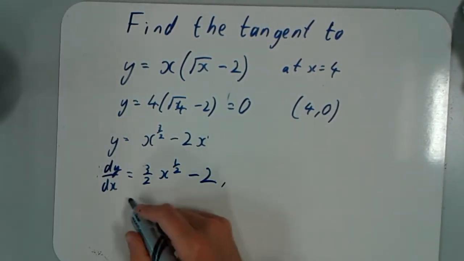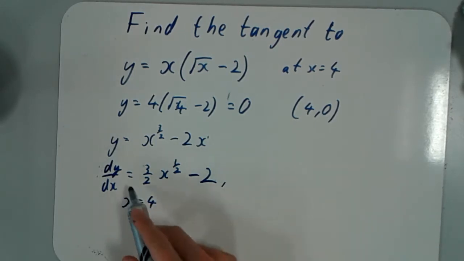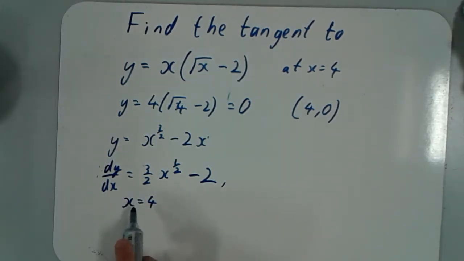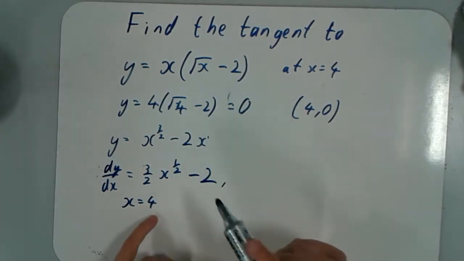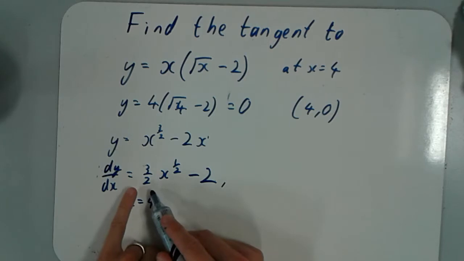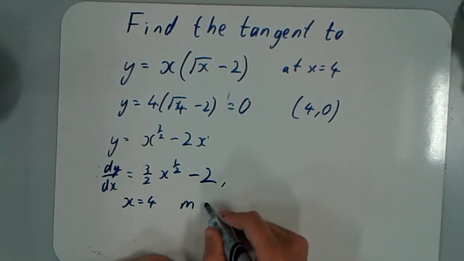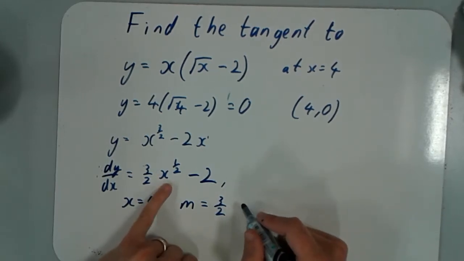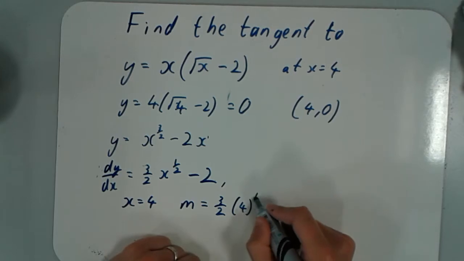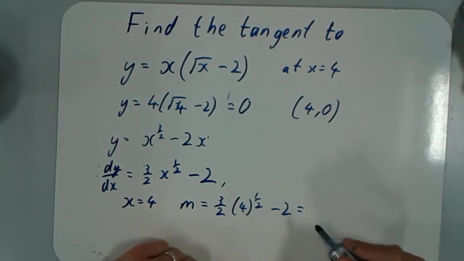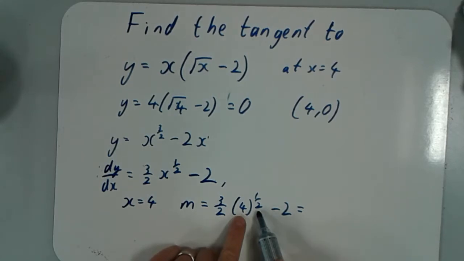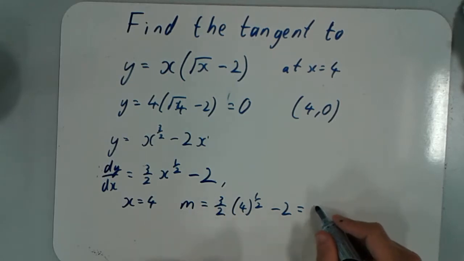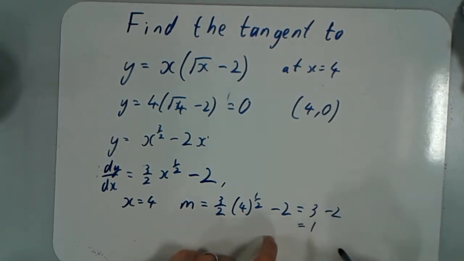Okay, so we know that if we substitute in x equals 4, it will give us the gradient of this curve at that point. So substituting x equals 4 into our derivative gives us our gradient of the tangent. I'm going to call this m: 3 over 2, 4 to the half, minus 2. 4 to the half means the square root of 4, so 2 divided by 2 leaves me with 3 minus 2, which is 1. So we have a gradient of 1.